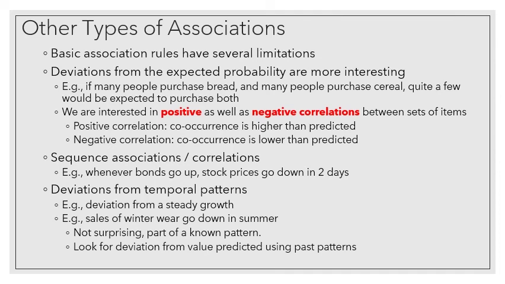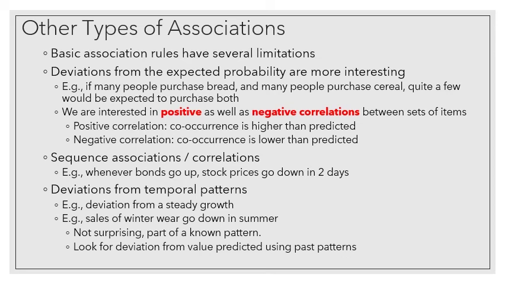In fact, even if buying cereal has a mild negative influence on buying bread, that is, customers who buy cereal tend to purchase bread less often than the average customer, the association between cereal and bread may still have a high support. We are interested in positive as well as negative correlations between sets of items. Positive correlation means co-occurrence is higher than predicted, whereas negative correlation means co-occurrence is lower than predicted.